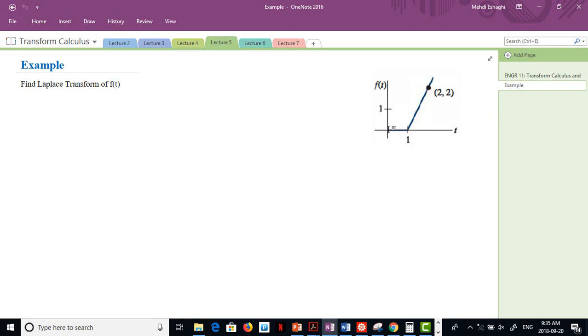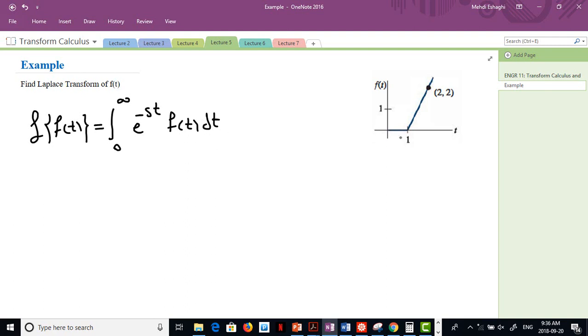So we have graph of f(t) from 0 to 1 is equal to 0, and then we know that the graph passes from point (1, 0) and (2, 2). So in order to find Laplace transform of this function, what we have to do, we have to use definition of Laplace transform. So in fact, we have Laplace transform of f(t). It's equal to the integral from 0 to infinity e to the power of minus st times f(t) times dt.